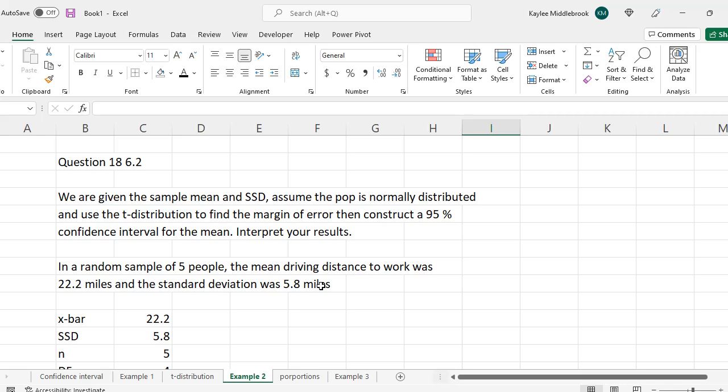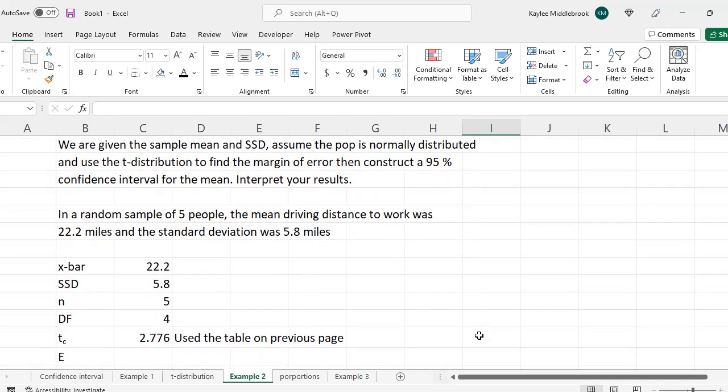Okay, so for our next section, I have two examples for you. So question 18 in 6.2: we are given the sample mean and the sample standard deviation, and we're going to assume that the population is normally distributed, then use the t distribution to find the margin of error and construct a 95% confidence interval for the mean, then interpret our results.